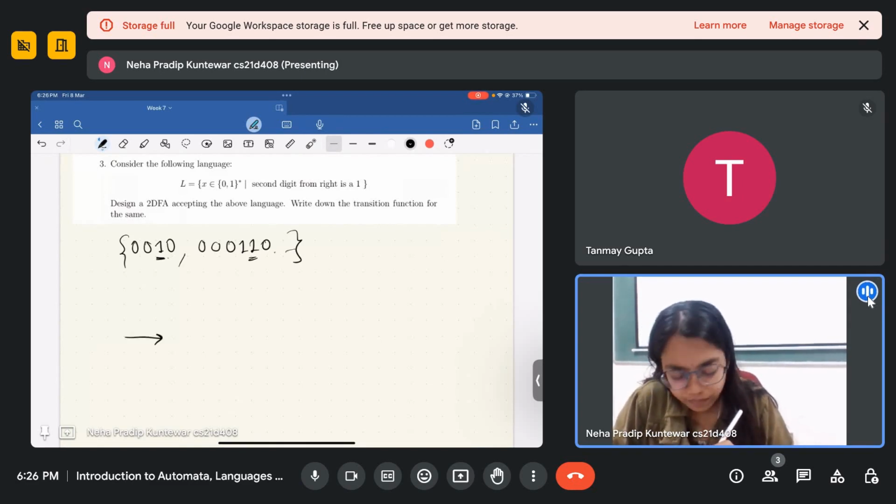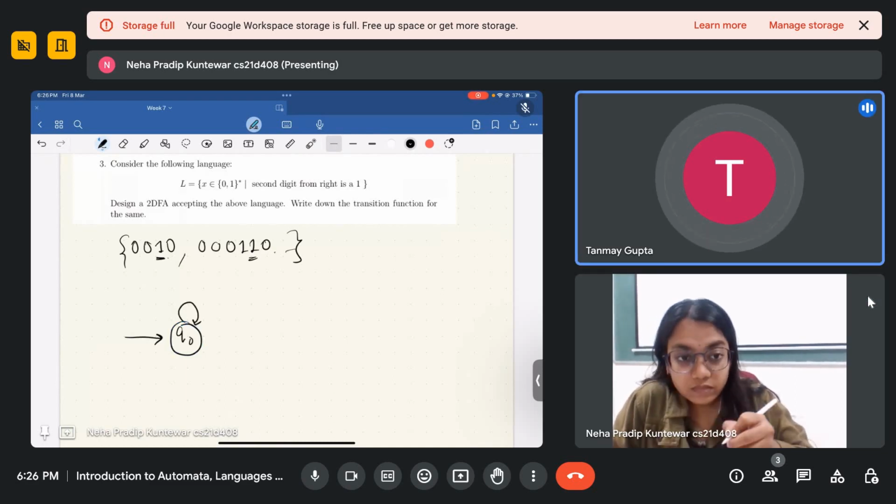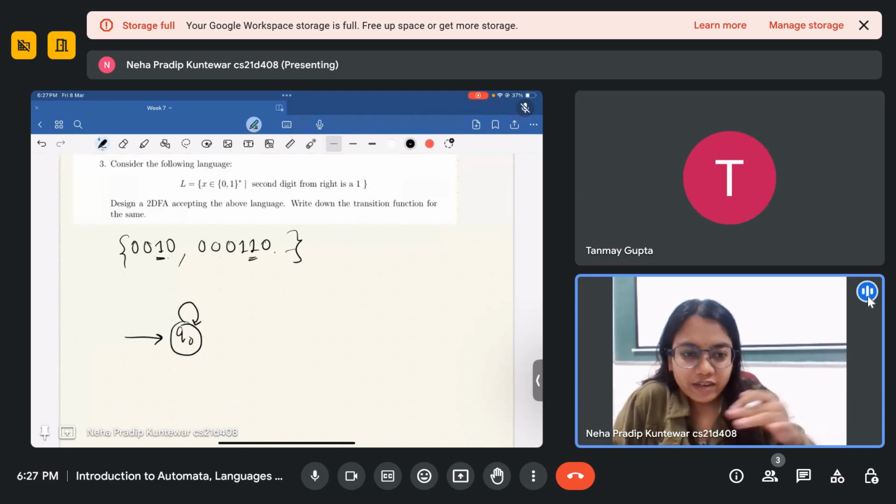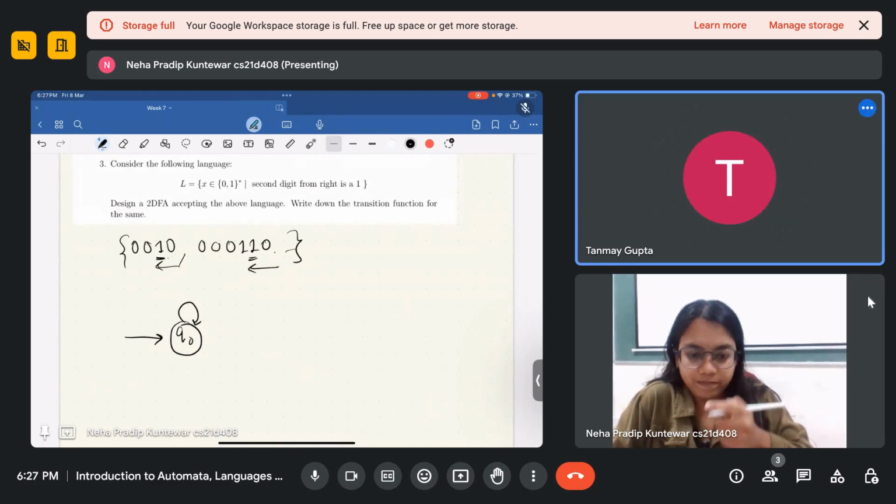The idea is very simple. You start at a state, then... Second digit will be 0, no? In that second example, from the right. You're looking from the right, from here. Okay.